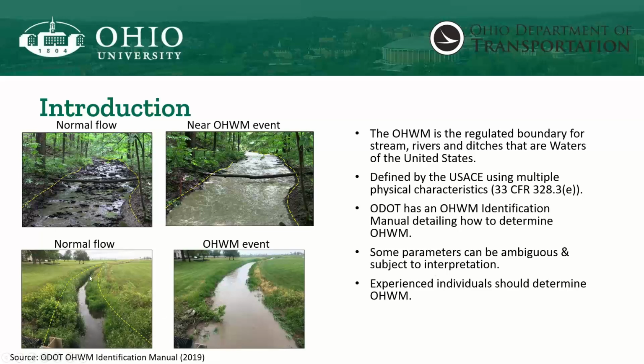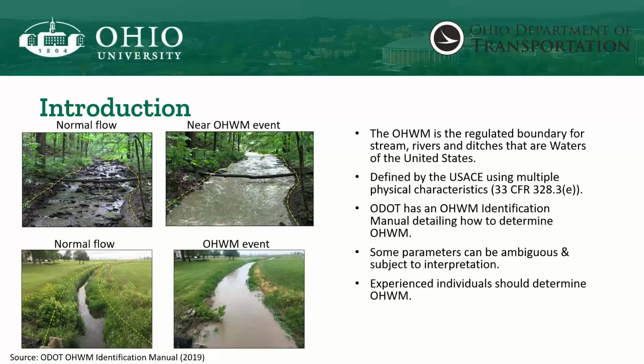So the normal flow is below the ordinary high water mark elevations, but when the water elevation meets the ordinary high water mark, that's what you see. The ordinary high water mark is the regulatory boundary for streams, rivers, and ditches that are waters of the United States, and it's defined by the Army Corps of Engineers with multiple physical characteristics.